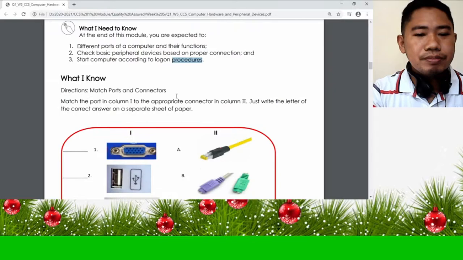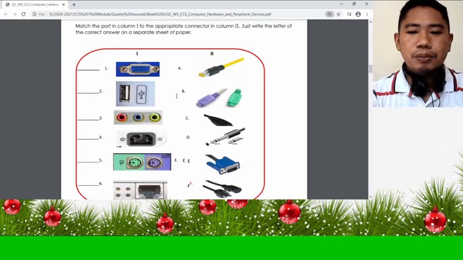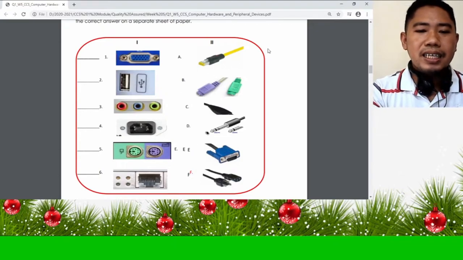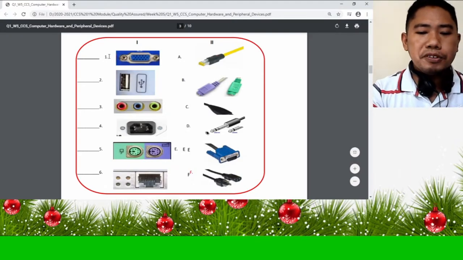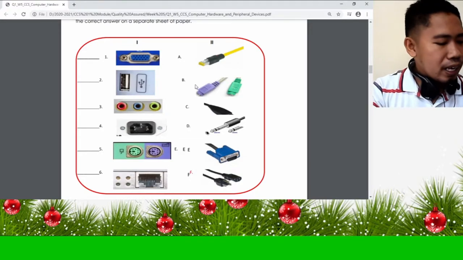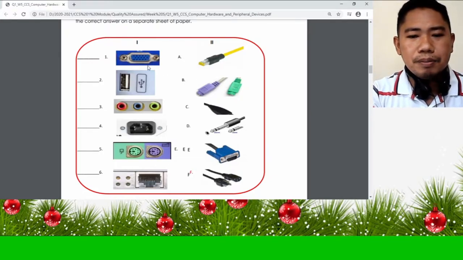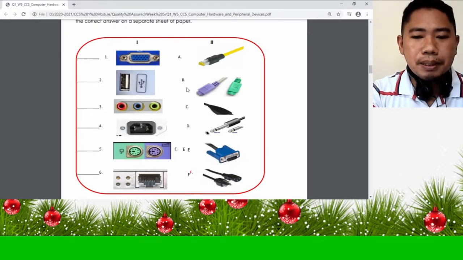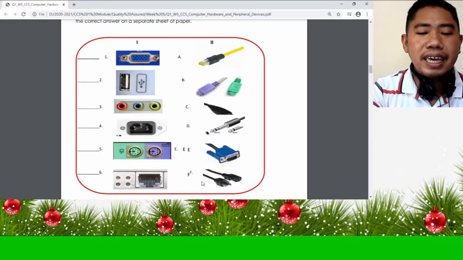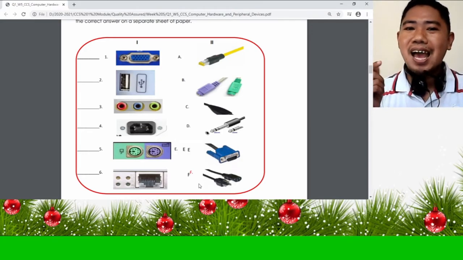Next, try to guess. On a separate sheet of paper, write 1 up to 6 and match where each one connects. Where do you connect number 1? It could be A, B, C, D, E, or F. You can guess, but use your analysis.